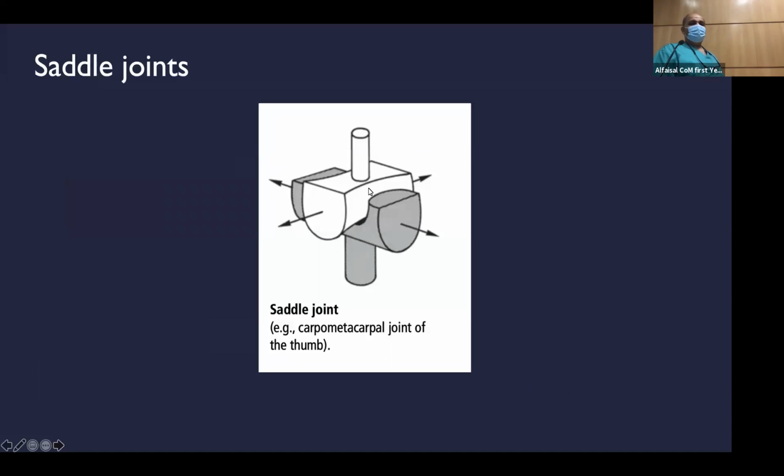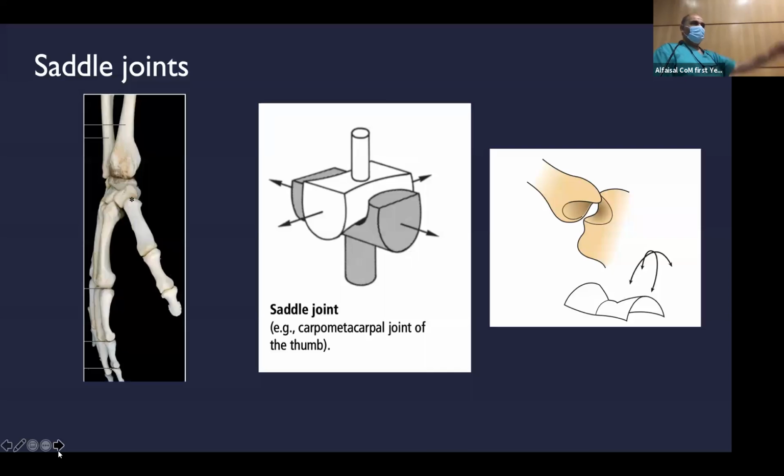So where? This is the schematic picture. Which joint of my body? My first carpo-metacarpal joint, thumb. That's an example of a saddle joint. One of the examples. I have others.